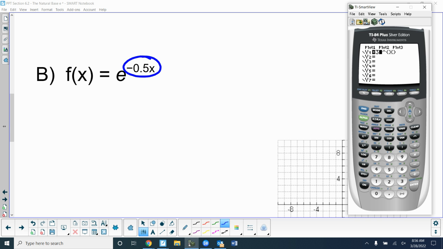All right. So I'm going to get rid of that 3. And then I have to make that a negative 0.5 x. Then close it up. I have to close it up. You might not have to.